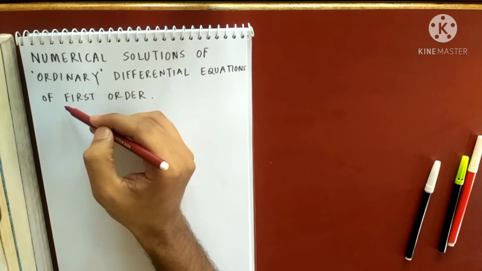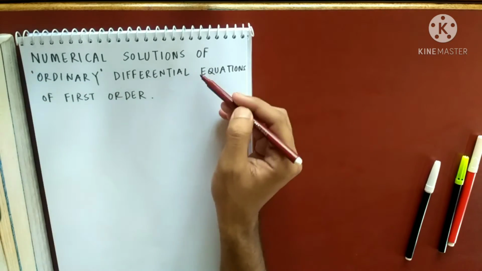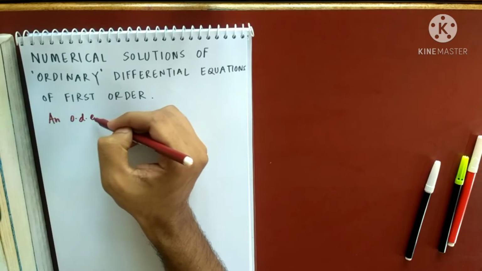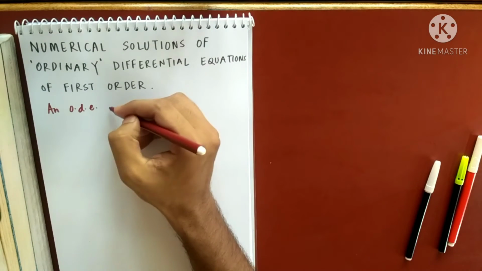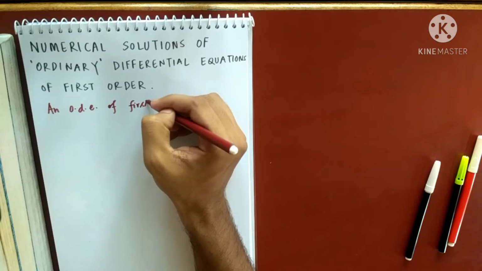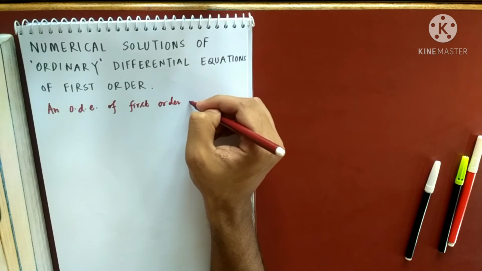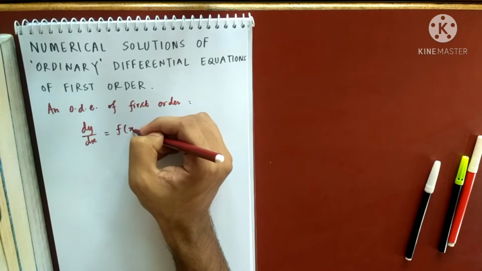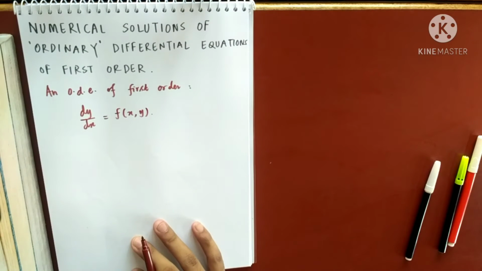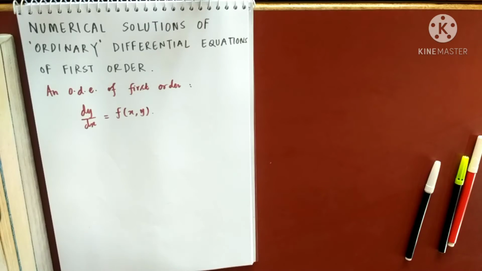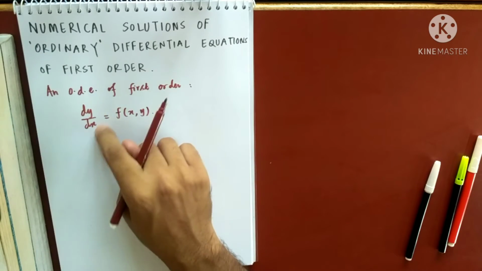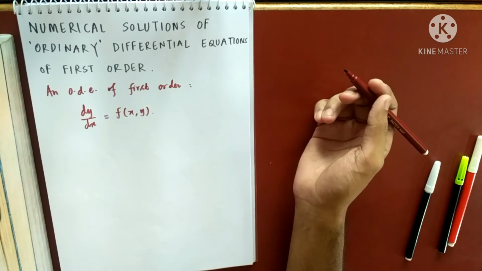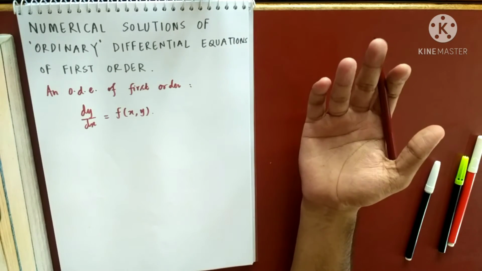Anyways, so how will an ordinary differential equation of first order look like? In short form we write ODE, ordinary differential equation, and an ODE of first order looks like this: dy/dx = f(x, y). So this is how an ODE of first order looks like. What is the meaning of first order? I'm just differentiating it once, not more than that. And the right hand side is some function of x and y.